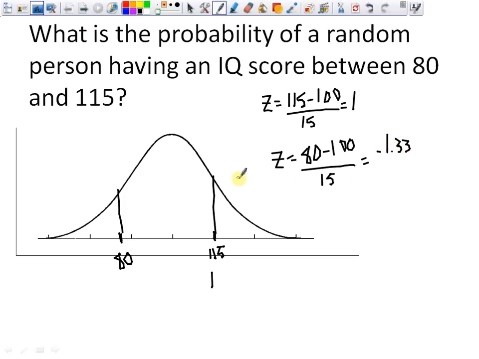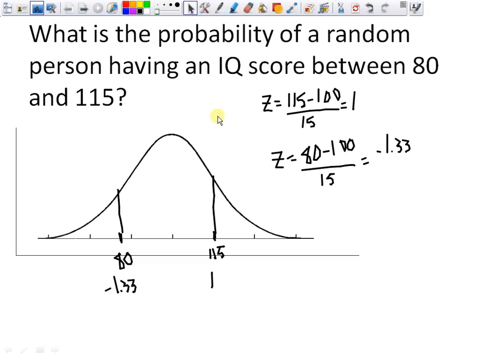Now first, we'll talk about how we'll get this using a table. A table will only give us the proportion of data to the left, or the area under the curve to the left. So if we use z equals 1, it's going to give us all of the area that's less than 115, or 1 standard deviation above the mean. But then if we subtract the percentage that's less than 80, or less than negative 1.33, we will get the middle percentage here. Our z-scores are negative 1.33 and 1, and we just want the percentage between those two.